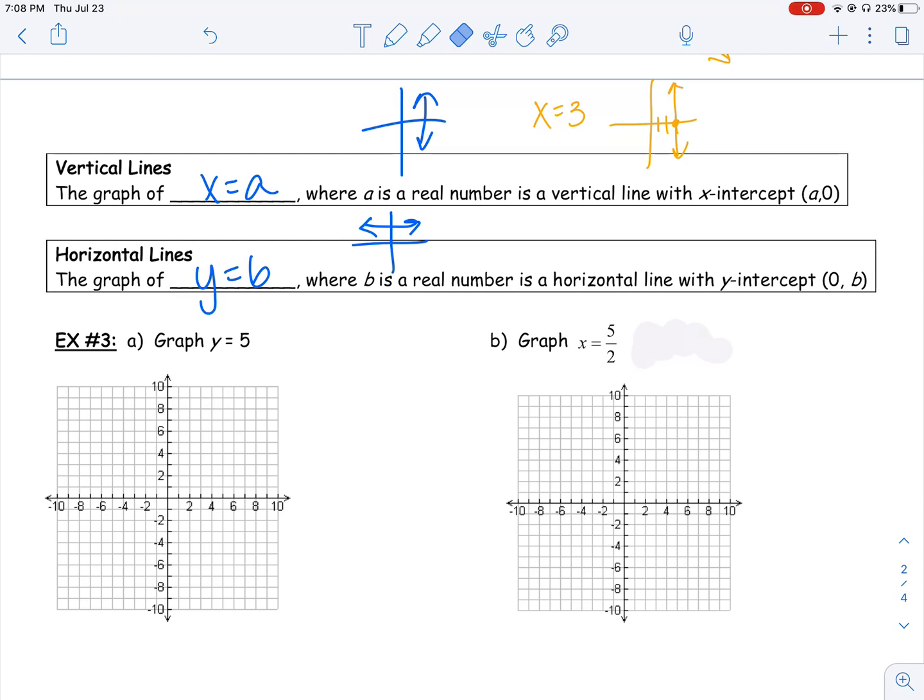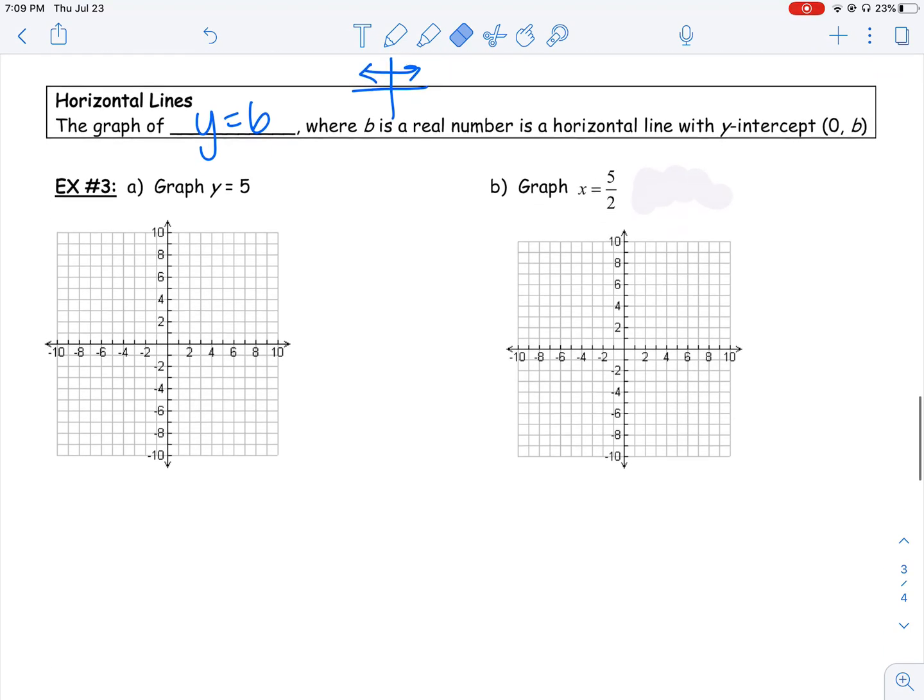So let's graph a few lines that don't quite look like y equals mx plus b or ax plus by equals c. Look at example number 3. It asks us to graph y equals 5. Now it's not a point because they didn't give it to me as an ordered pair. It's still an equation of a line.